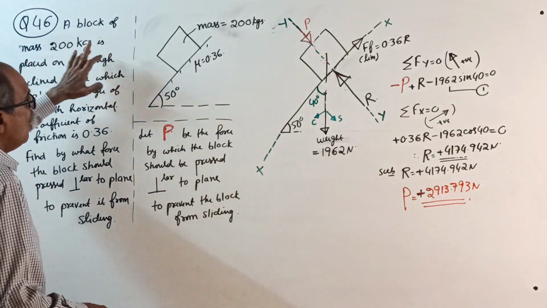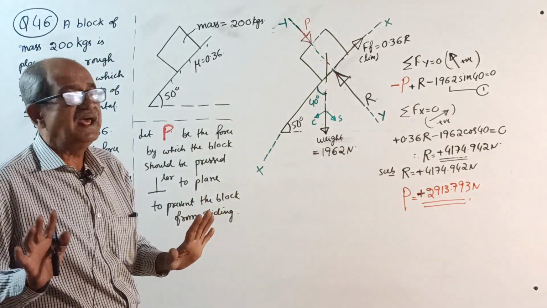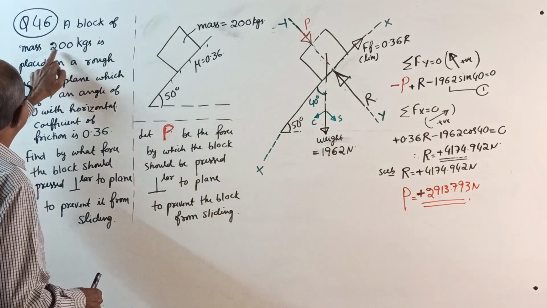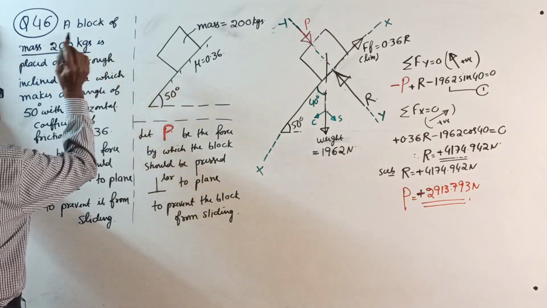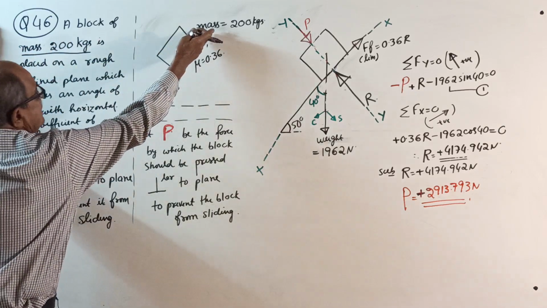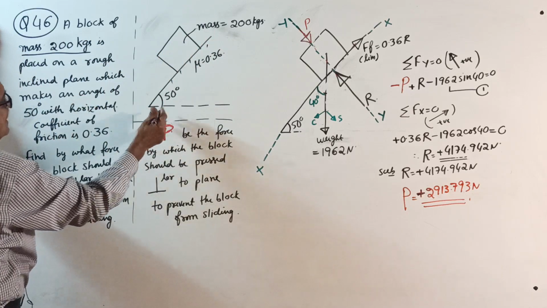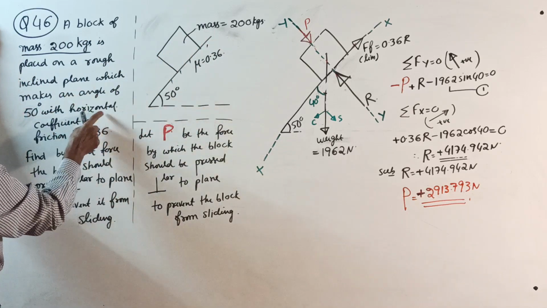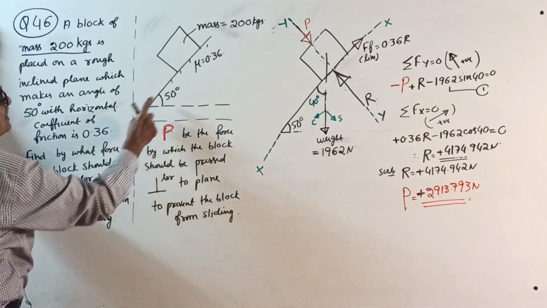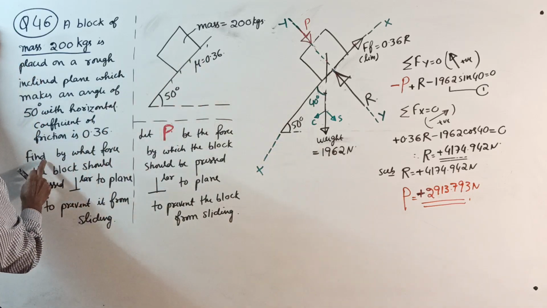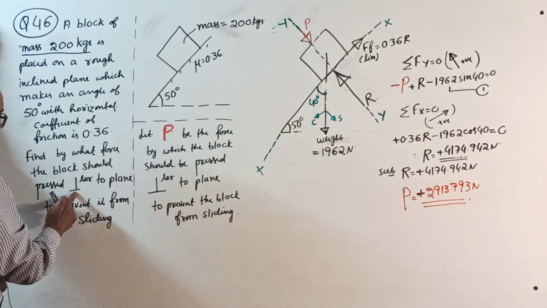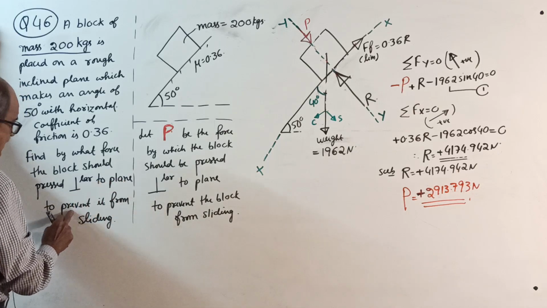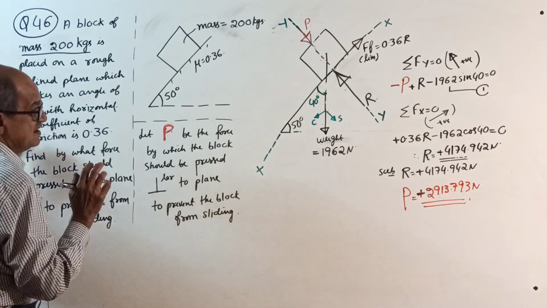All these are concept questions. Be careful. A block of mass 200 kgs is placed on a rough inclined plane which makes an angle of 50 degrees with the horizontal. Coefficient of friction is 0.36. Find by what force the block should be pressed perpendicular to the plane to prevent it from sliding.